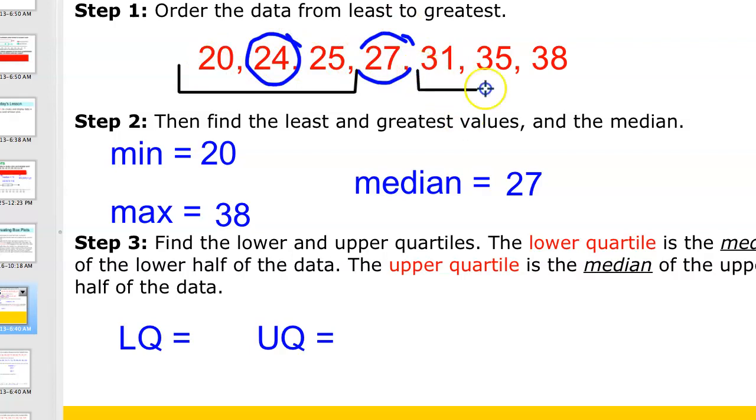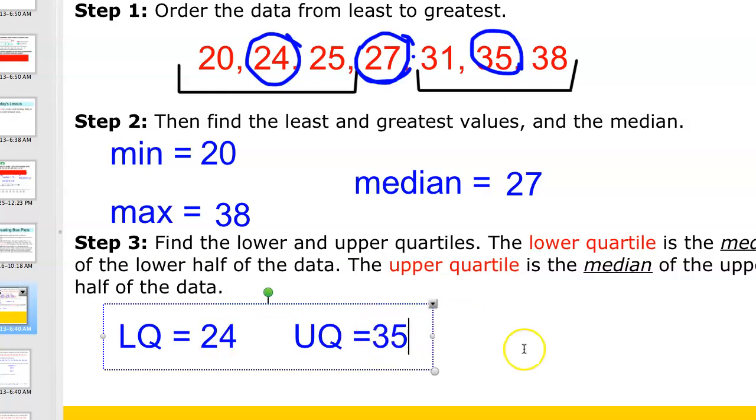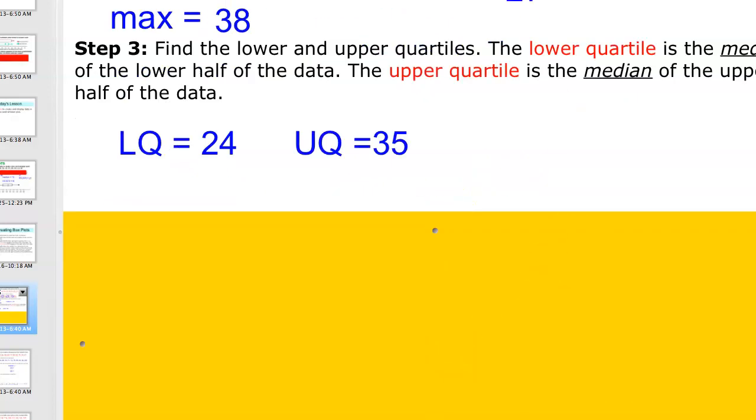Then I'm going to look at the upper half of the data. Again, I never include my median. And again, this one's easy because there's only 3 numbers that we're looking at. So in between these 3 numbers is 35. So my lower quartile is 24 and my upper quartile is 35. I now have my 5 numbers that I need to create a box plot.